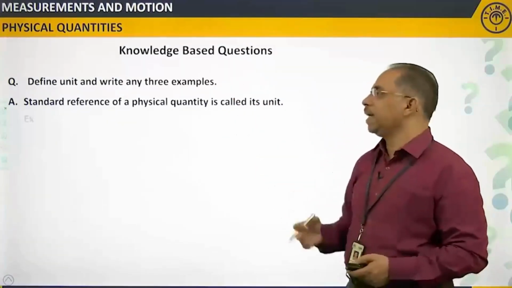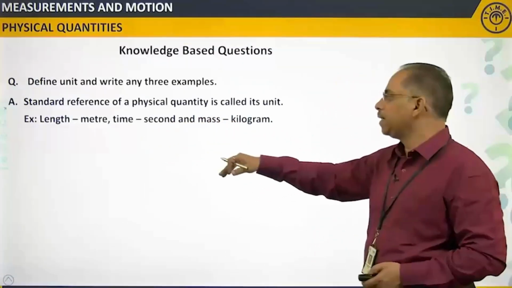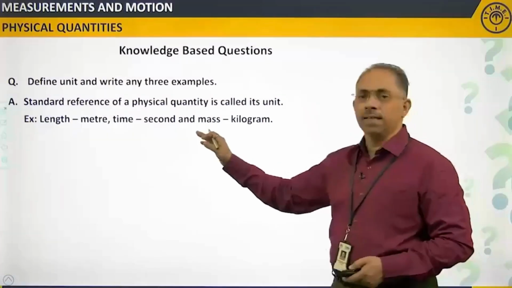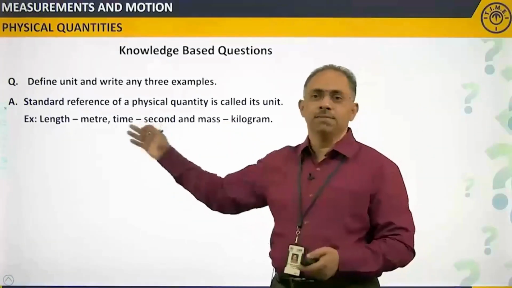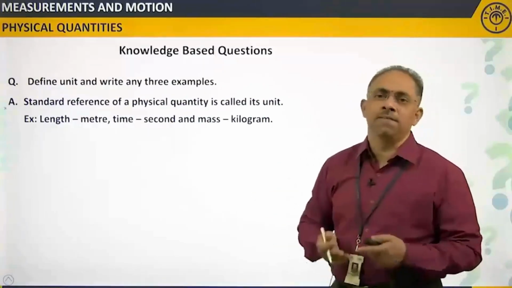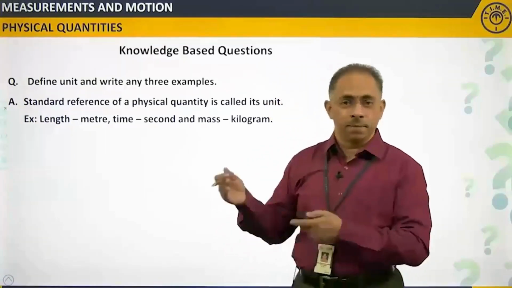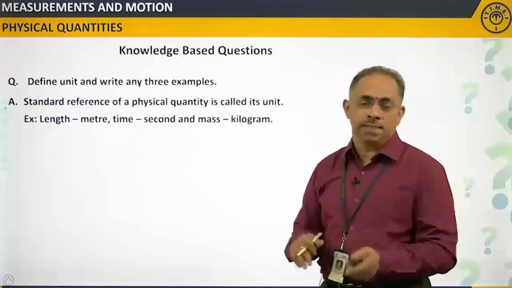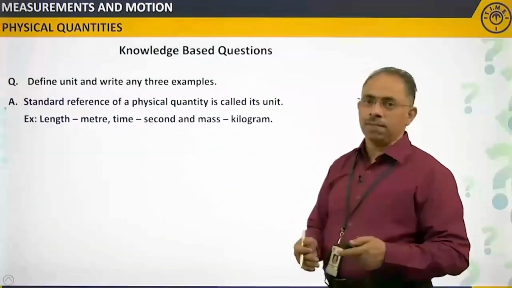Now, let us see some examples. For length, you take it in meter. For time, it is in seconds. And for mass, it is in kilogram. So, these are some of the units of some physical quantities. Much more you can take. We know there are 7 fundamental physical quantities in the SI system. Temperature is measured in Kelvin. Luminous intensity is measured in candela. All these will be the units of those fundamental physical quantities.